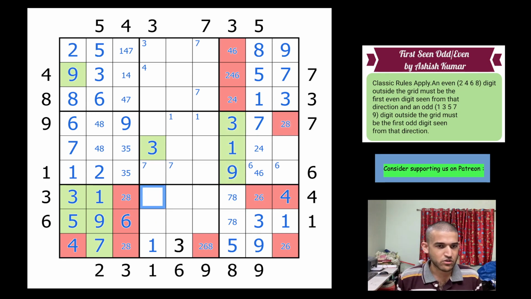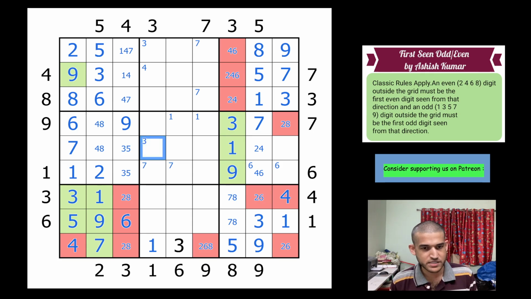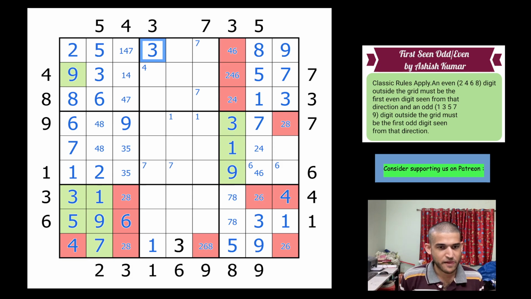So you can say a bit of a look ahead. But I mean, there may be better directions to solve from here. But this is what I was able to see. 3 can't go here, so 3 is going here. Okay, that should give us something. That was really kind of look ahead. Sadly, it isn't yielding much.